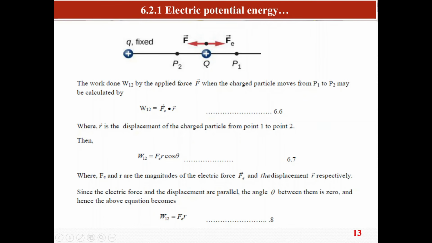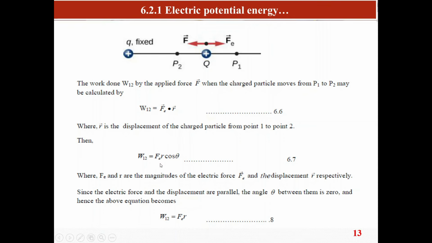The work done, work 1,2, by an applied force F when a charged particle moves from point 1 to point 2 can be calculated. This is the applied force, and this is the electrostatic force. When you bring a charge from infinity to here, and there is a distance r between the two charges, the work done will be equal to this, since the applied force equals the electrostatic force. So instead of the applied force, it's possible to change into the electrostatic force. In order to bring this charge from infinity to here, the distance is r, so F multiplied by r will be the work done.